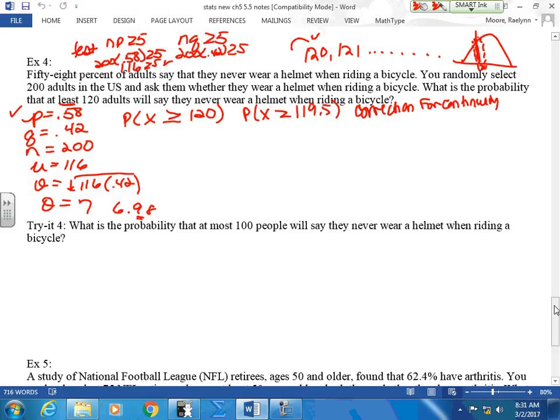But if you only have at least 120, how could you have 119.5? Well, I can't. Will I ever hit 119.5? But you have it written there. Right. But in reality, I will never hit this number. I will always hit 120. But look what it does to my area. It gives me just a little bit more area.